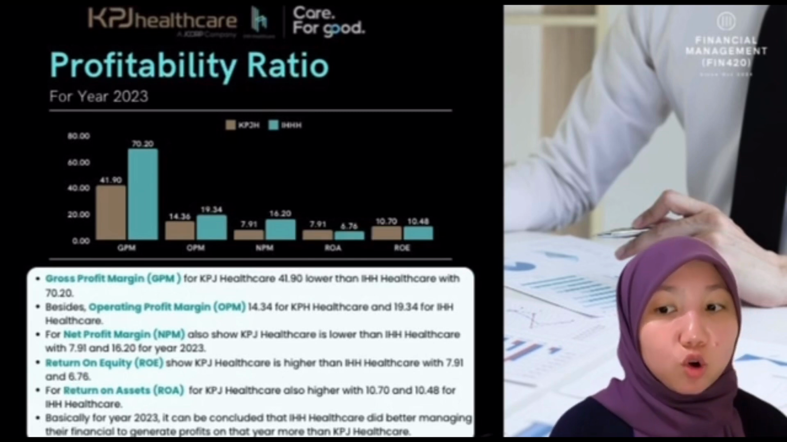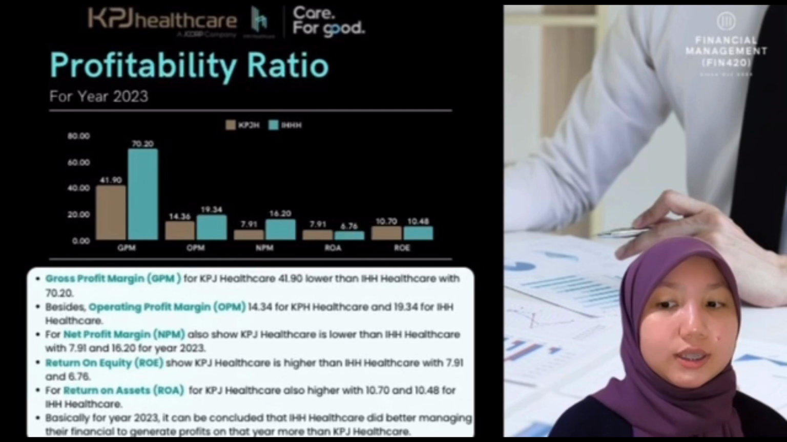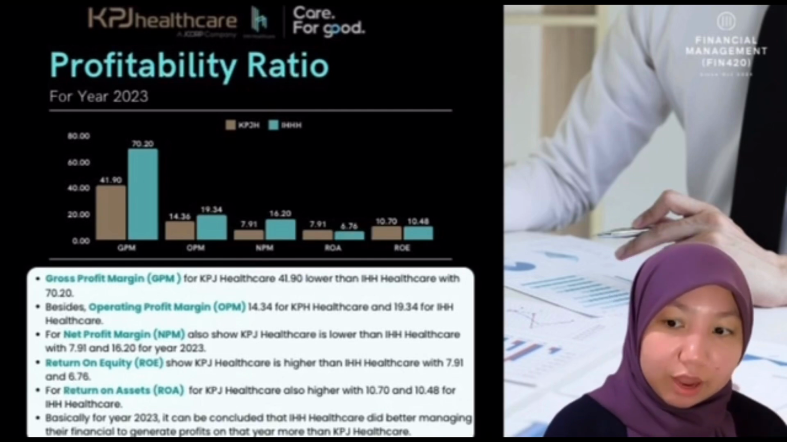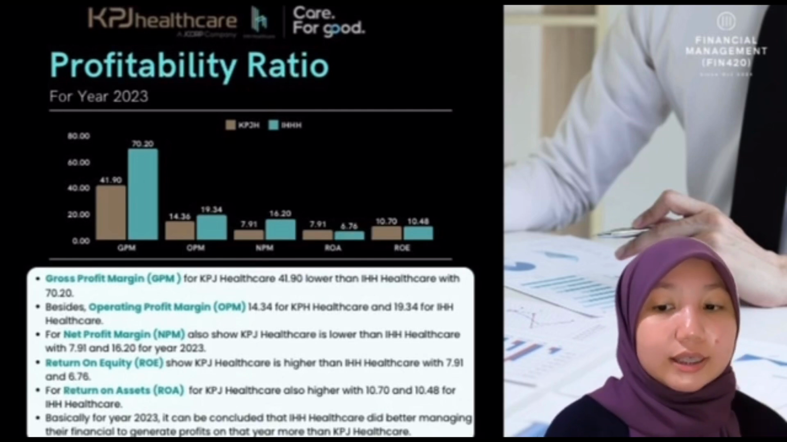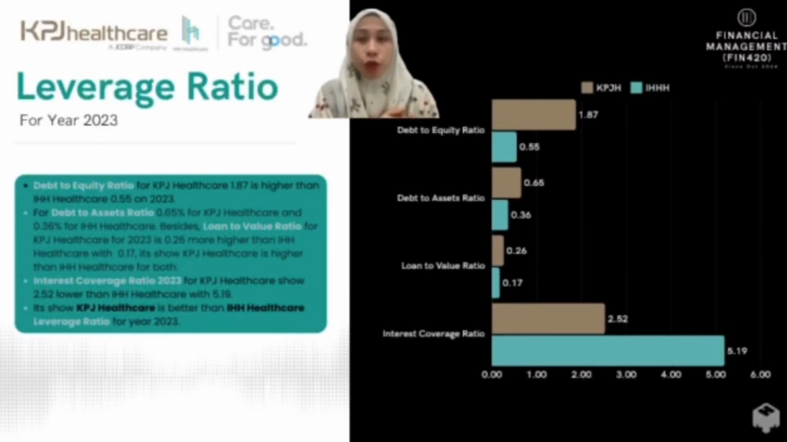IHH Healthcare's higher gross, operating and net profit margins indicate better management of its core business operation and cost control. However, KPJ Healthcare's higher ROE and ROA suggest that it may be more efficient in utilizing its equity and assets to generate profit. We continue with the leverage ratio for KPJ Healthcare and IHH for the year 2023.